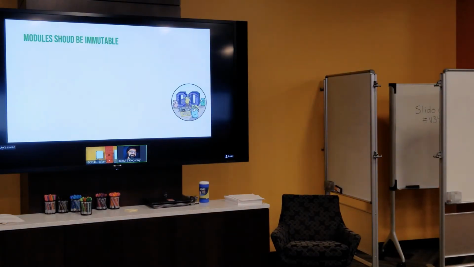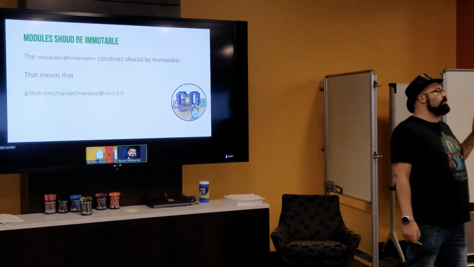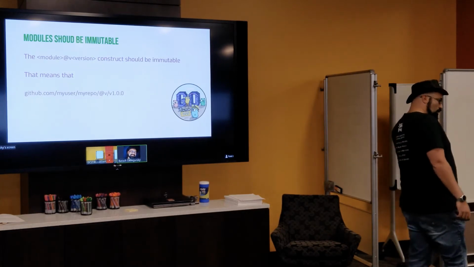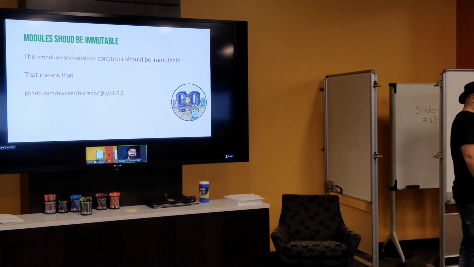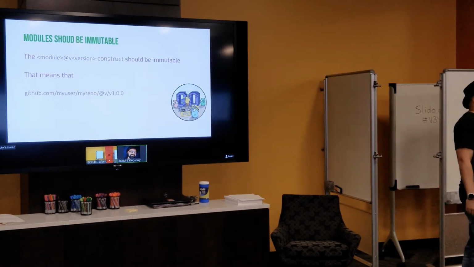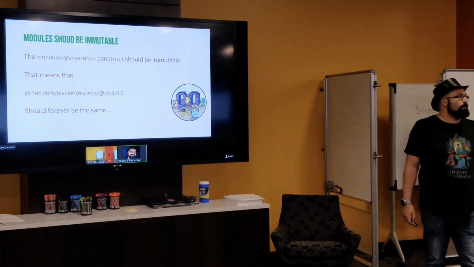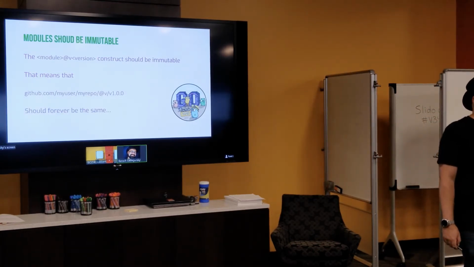So one of the premises that is extremely important in dependency management is that modules should be immutable. In terms of a module at a certain version should always resolve to the same code. Whenever I call my user my repo version 1, it should return the same set of files, the same artifact with the same content, always. Today, in half a year, in a year from now, in 10 years from now. Right? They should forever be the same.